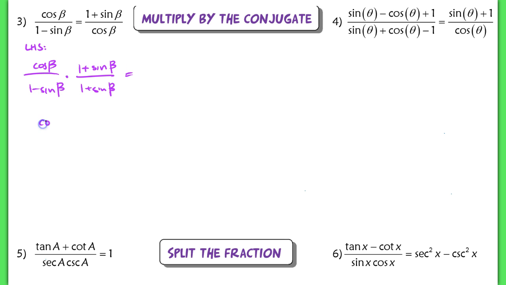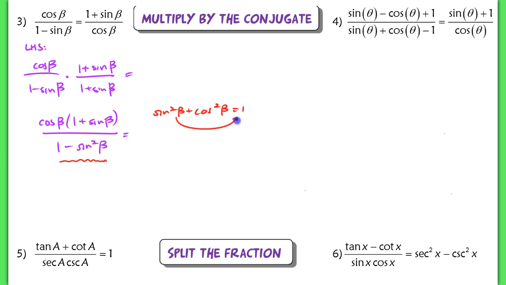Now, in the numerator, I'm going to keep that cosine of beta times 1 plus sine beta. Okay, and in the denominator, I'll have 1 minus sine squared beta. So I just created a difference of squares here by multiplying by the conjugate. And now I recognize the denominator as a variation of sine squared beta plus cosine squared beta equaling 1.